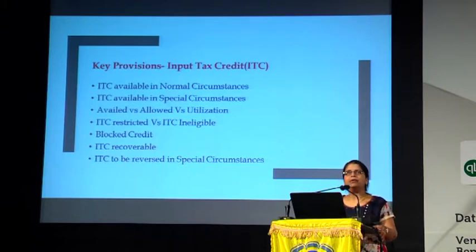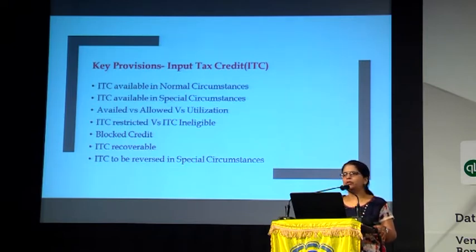Now ITC is available in special circumstances. What can be these special circumstances? Possibly when you are applying for your registration for the first time, you are eligible to take credit of your stocks. When you are going for voluntary registration, you are still eligible to take credit on your stocks. When you are shifting your scheme from exempted to taxable, or from composition to regular, you are still eligible to take credit on your stocks and capital goods. So this is the input tax credit which is available in special circumstances.